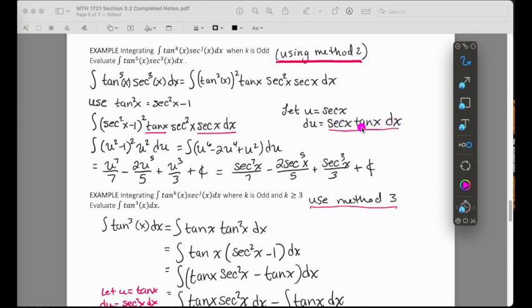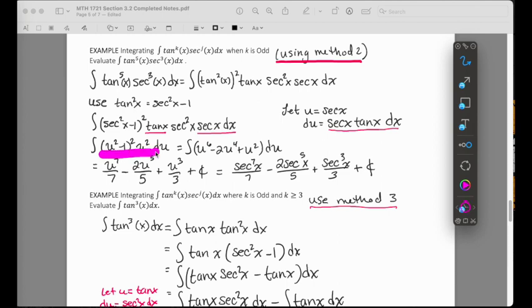So sec x tan x dx is going to be replaced with du. So that's this and this, that's going to get replaced with du. So now I'm left with (sec squared x minus 1) squared times sec squared x. And since we let u be sec x, that's going to be (u squared minus 1), the whole quantity squared, times u squared. And then this and this is my du that's right here.